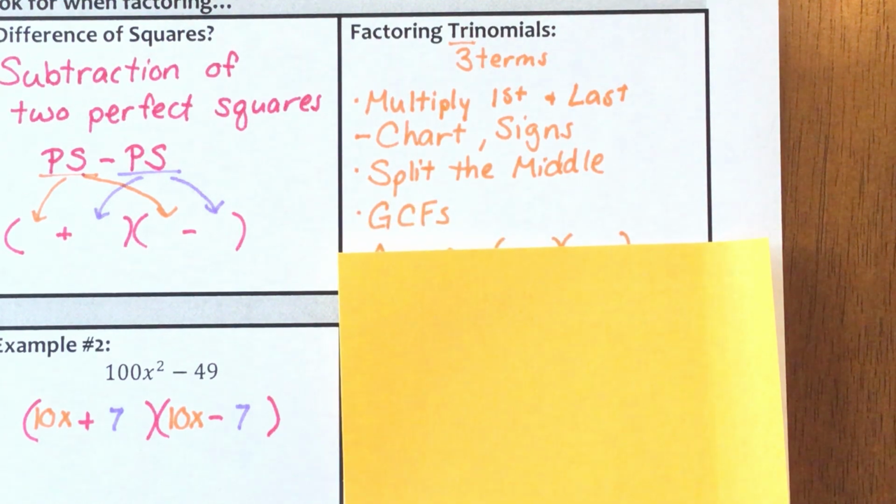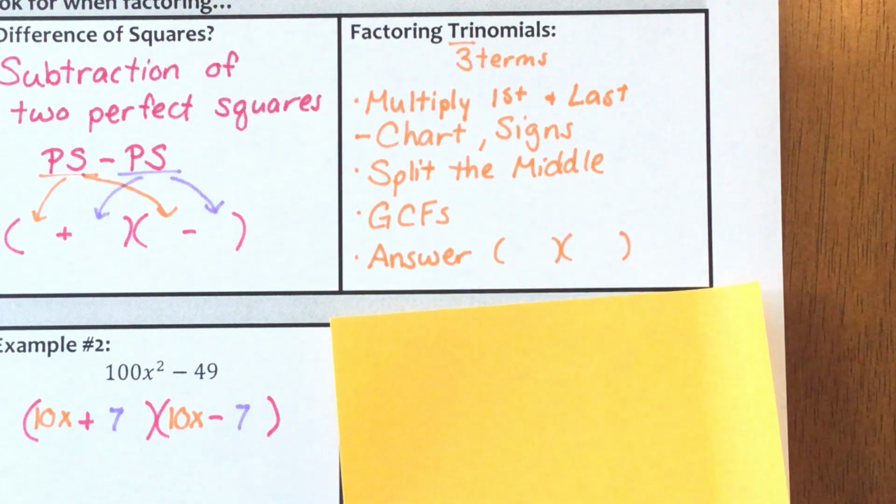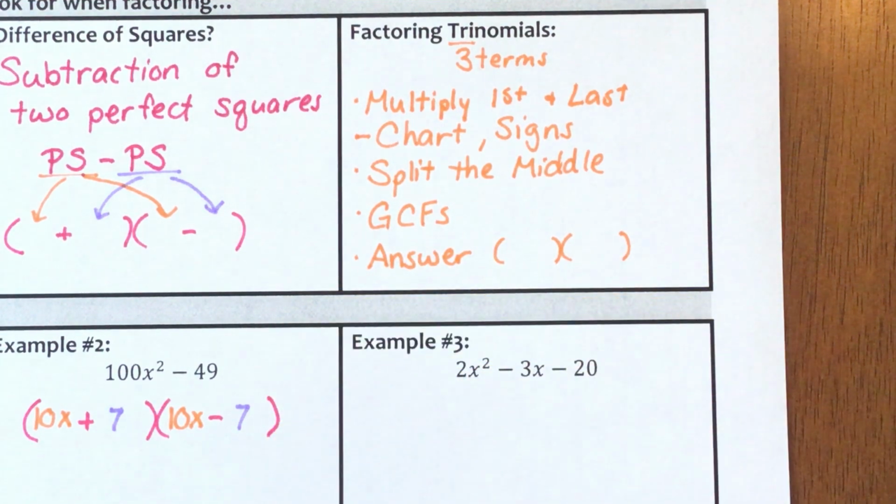After you split the middle, you find greatest common factors, GCFs, for your first 2 terms and for your last 2 terms. So that's factoring by grouping. And then our answer step is going to look like parentheses times parentheses. And inside each set of those parentheses, there's going to be 2 terms.